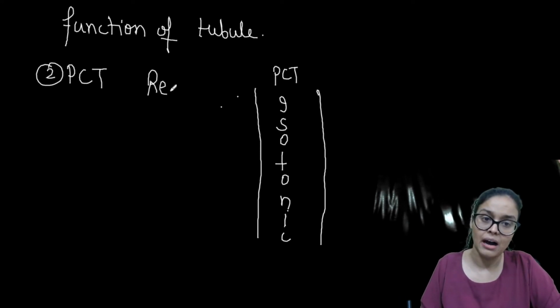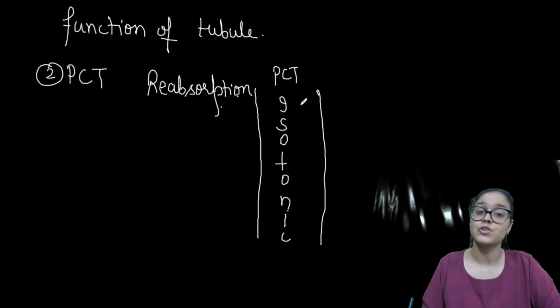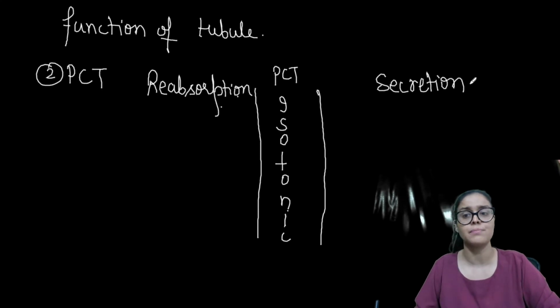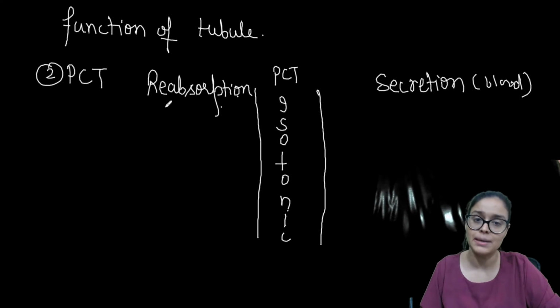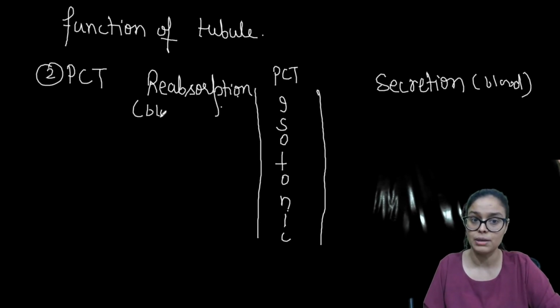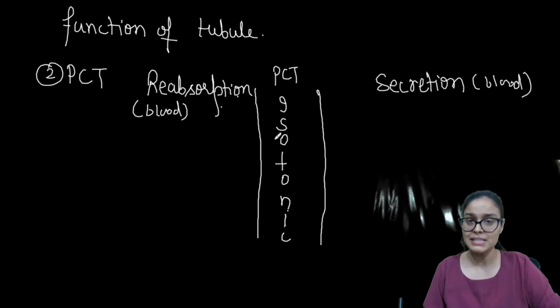So here, what will be reabsorbed, and you have to remember what will be secreted from this tube. Secretion means what things go from the blood to the PCT, and reabsorption means what substance from the PCT comes to the blood again, right? So we will be seeing it.